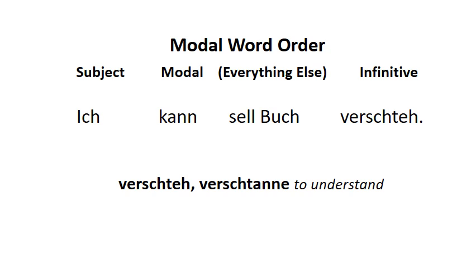Here's another example, just to get practice with modal word orders. Ich kann sel Buch verstehen. This is from the verb verstehen, to understand. Verstehen would be the infinitive, the first form given. And as we know, the infinitive goes to the end. Ich kann sel Buch verstehen. I can understand that book, or translating literally into English, I can that book understand. But of course, in speaking English, we put the modal and infinitive next to each other. I can understand that book. In Dutch, the infinitive, like the past participle, goes to the end.